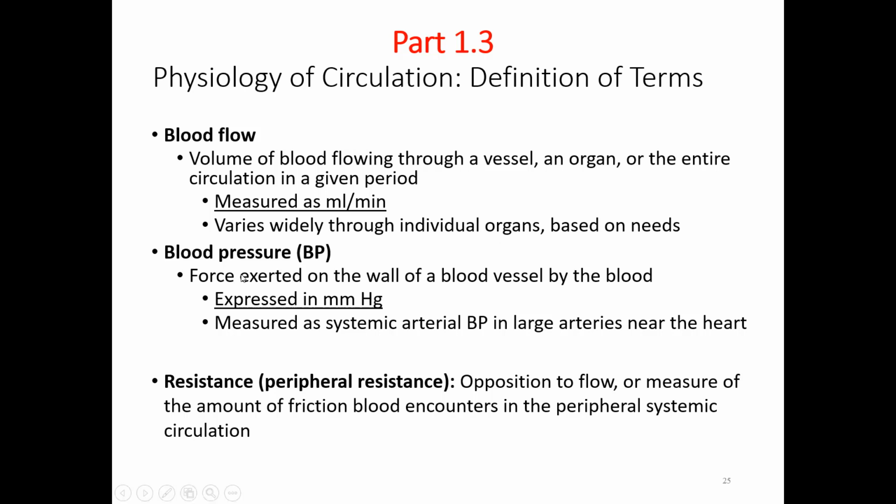Blood pressure. It's a force exerted on the wall of blood vessel by the blood. So it's a force going from the inside of blood vessel on its walls. And it's measured in millimeters of mercury. And it's usually measured as systemic arterial blood pressure in large arteries near the heart, like aorta. There is also resistance to blood flow, or a measure of the amount of friction that blood encounters in the peripheral systemic circulation.